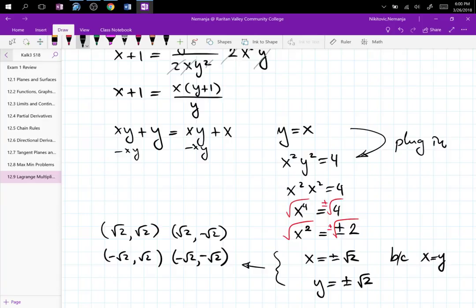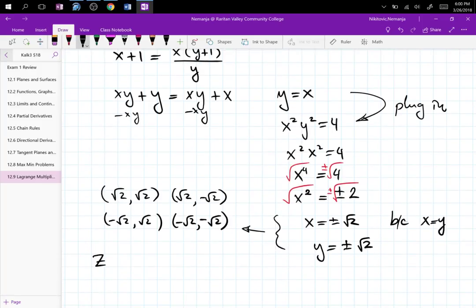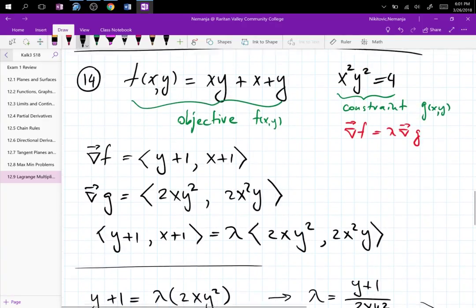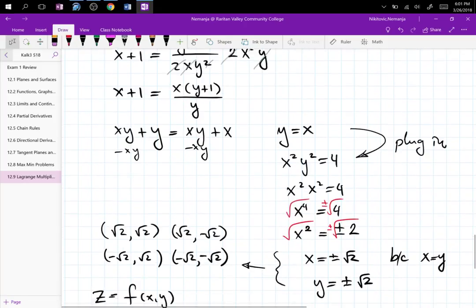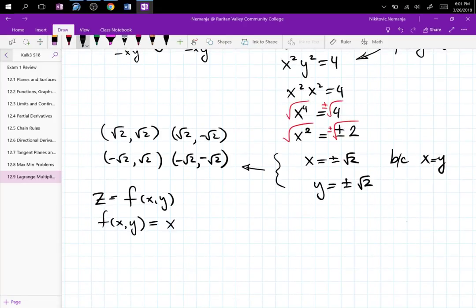Now, to find out which one of these is the highest of all max values and lowest of all min values, you will plug these in one by one into the objective equation, and you will compute values to find z. Always remember that z was your f of xy. Your f of xy was given a long time ago as xy plus x plus y.